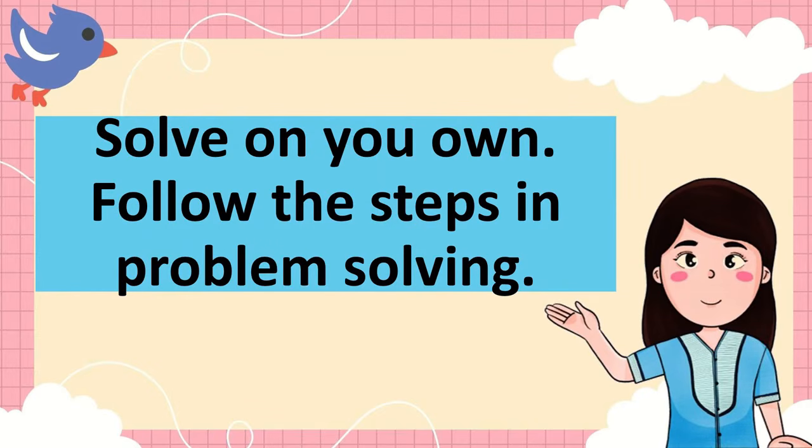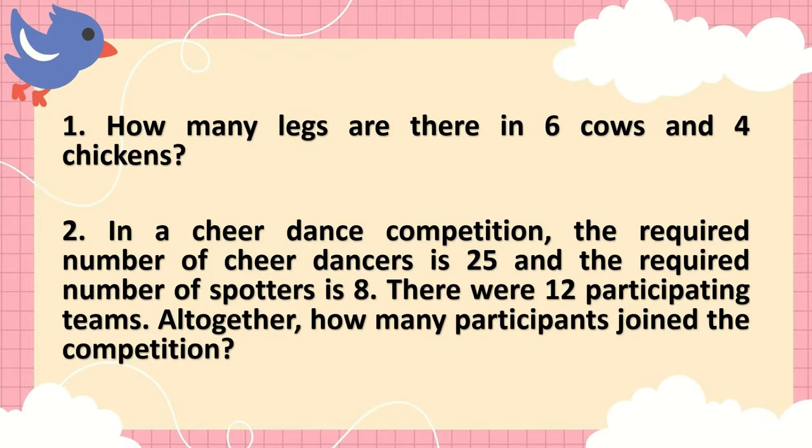Solve on your own. Follow the steps in problem solving. First question: how many legs are there in 6 cows and 4 chickens? Number 2. In a cheer dance competition, the required number of cheer dancers is 25, and the required number of spotters is 8. There were 12 participating teams. Altogether, how many participants joined the competition?